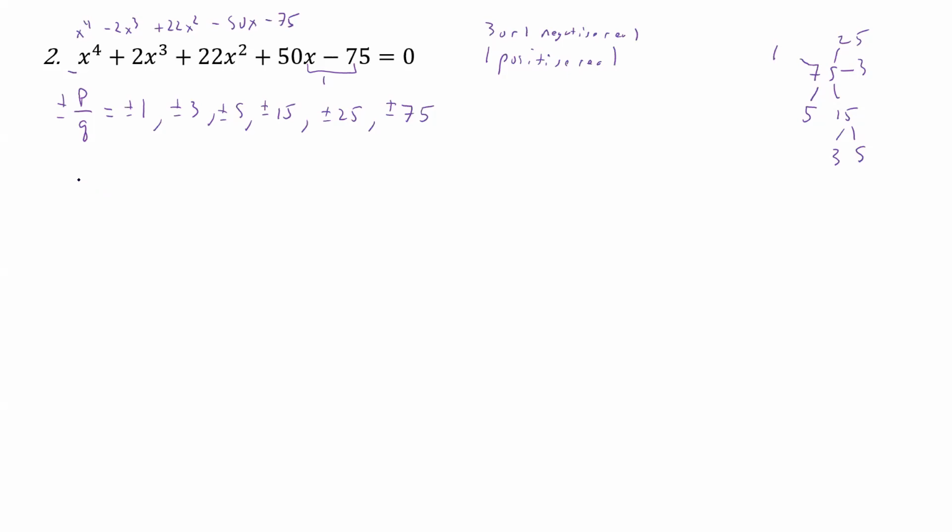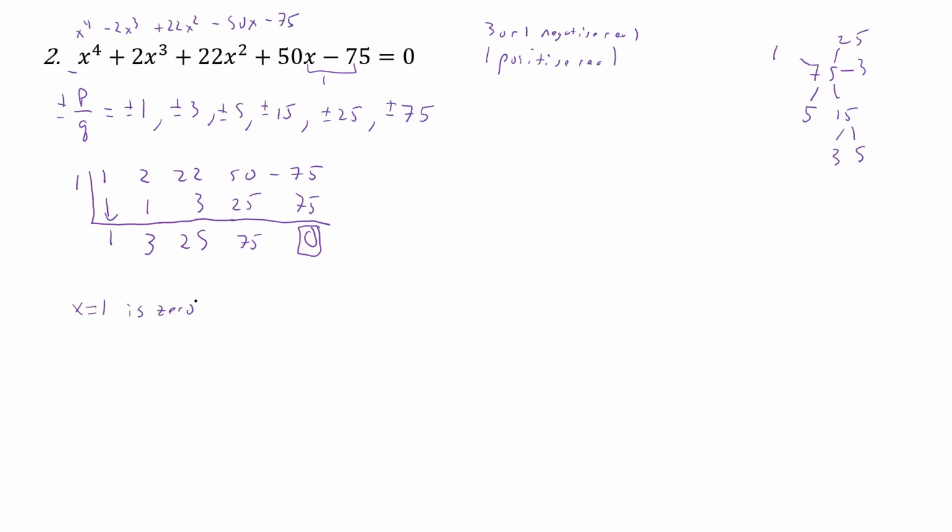Let's start with 1, because we know there's going to be at least 1 positive real. So let's start with 1. So we have 1, negative 2, 22, negative 50, and minus 75. All right, so 1. 1 times 1 is 1. Negative 2 plus 1 is negative 1. 1 times negative 1 is negative 1. That's going to give us 21. That's going to give us 21. That's going to give us 75. That'll give us 75, and that's 0. So that being 0 says that x equals 1 is a factor, or is a 0. Okay, so we've got one of our zeros.